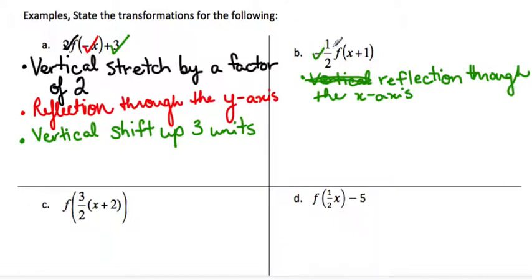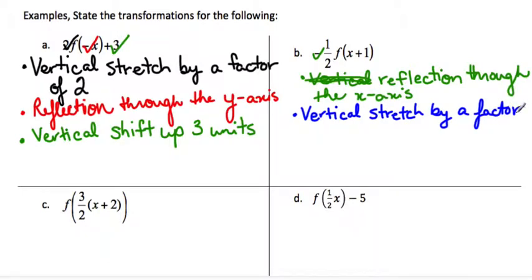Now we're going to deal with the next one, which is the 1/2. Again, it's outside, so it's going to be vertical. Since it's multiplying, it's going to be a stretch. So this is a vertical stretch by a factor of 1/2. Okay, so now we've dealt with the half.